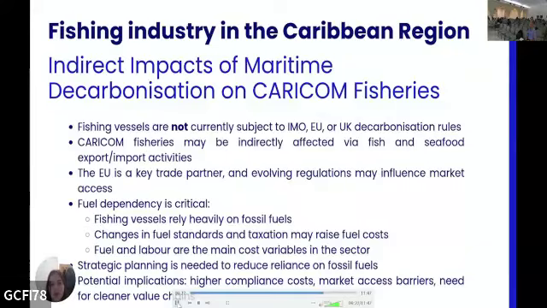And then second, through food dependency, since food is one of the main costs in the sector, the other one would be labor costs. Any changes in global food standards or taxes, like the ones we are having the negotiations at the international level, could significantly impact operational costs. Therefore, strategic planning is needed to diversify energy sources, and increase fleet efficiency.